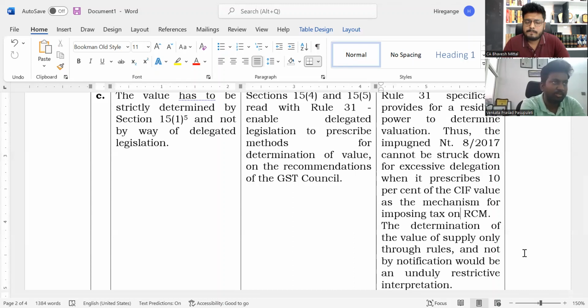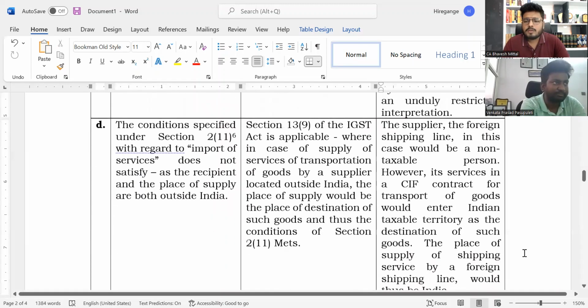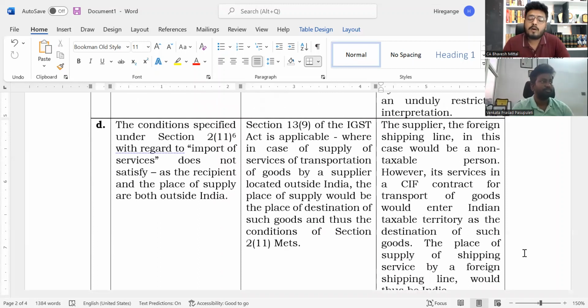So, next argument, Bhavesh. The next argument was that the condition specified under section 2(11), that is import of service, of the IGST Act, does not get satisfied as the recipient and the place of supply are both outside India. So in this, the revenue told.